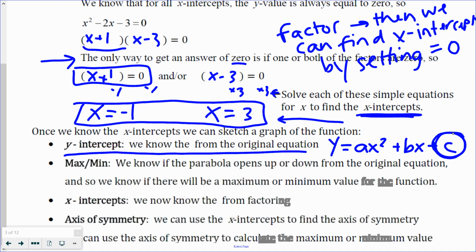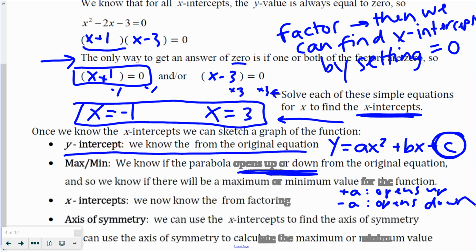Maximum or minimum, we know the parabola opens up or down from the original equation. So when you have a positive leading coefficient or a positive a value, it opens up. If it's a negative a, it opens down. Sorry, that's impossible to read. If the a value is positive, it opens up. If the a value is negative, it opens down.